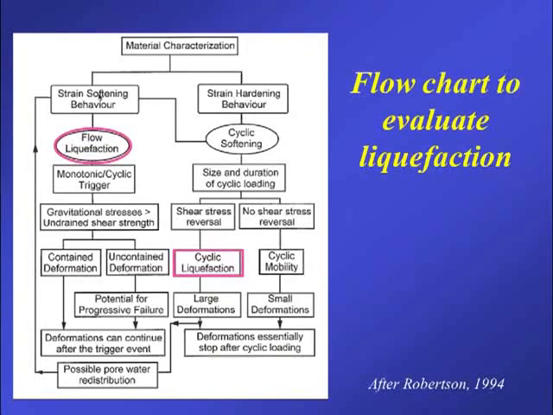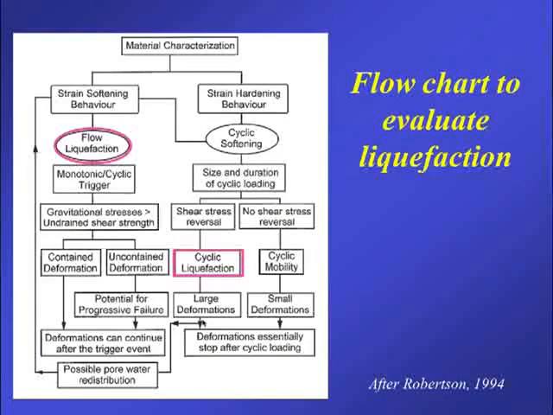But you can have either strain hardening or strain softening material, and if you've got cyclic loading, it depends on the size and duration of the cyclic loading, and if there's shear stress reversal, which for big earthquakes means you get that most places, you can actually induce cyclic liquefaction, which is what we talked about last week. And you can get large deformations, but the deformations essentially stop after cyclic loading, because the deformations are caused by the ratcheting effect of zero effective stress during cyclic loading, and therefore the deformations essentially occur during cyclic loading.